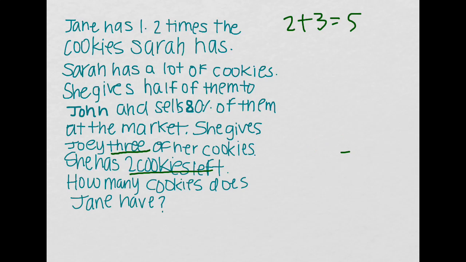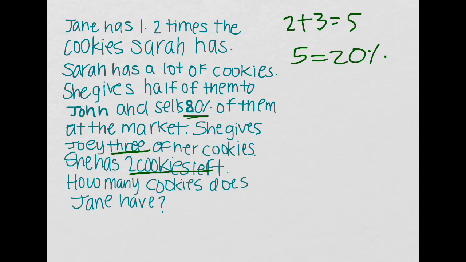Okay, great. Now, before she goes to the market and sells 80%, that's what we want to find, how many cookies she has then. Okay, so we know she has 5 cookies right after the market. And we know that 5 cookies is equal to 20%, because we know that she sold 80% of the cookies.